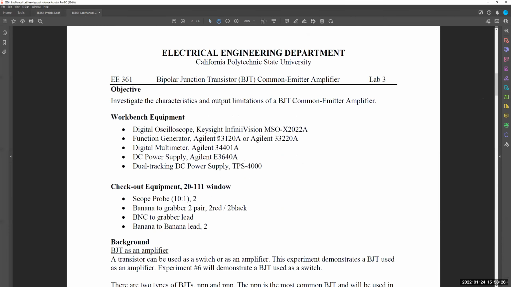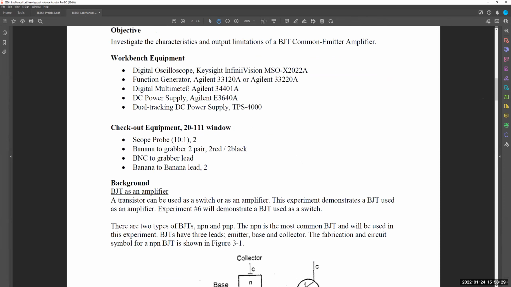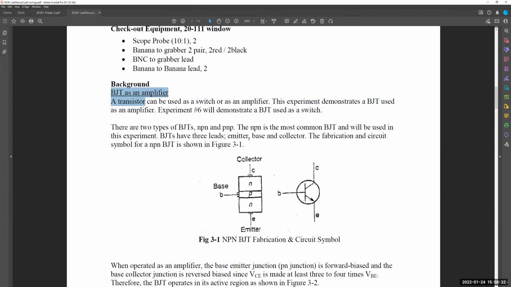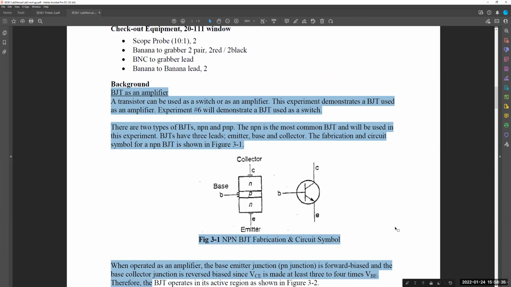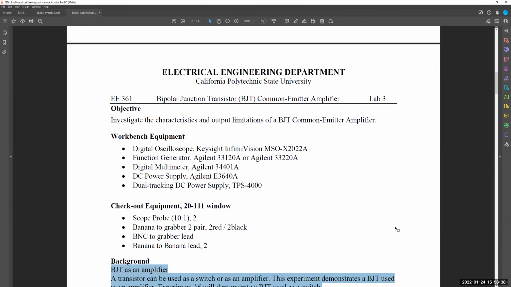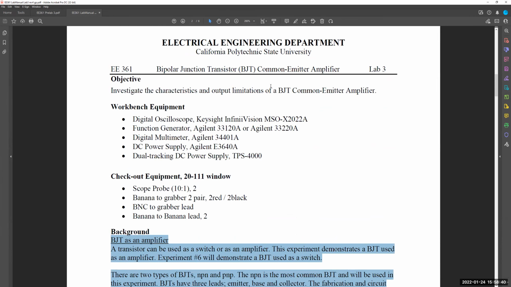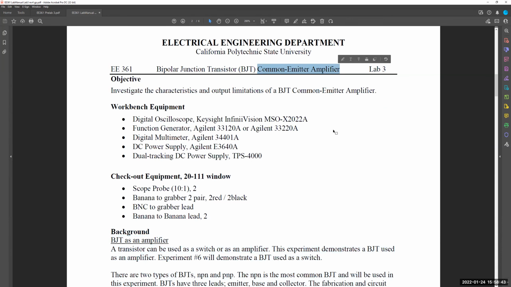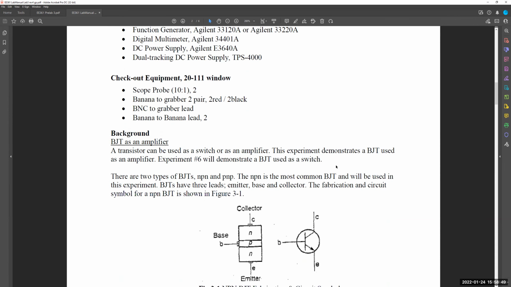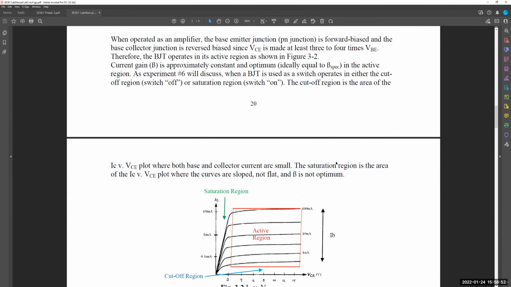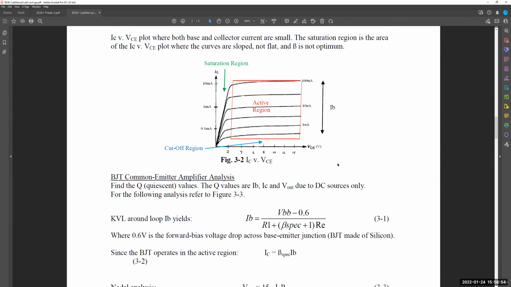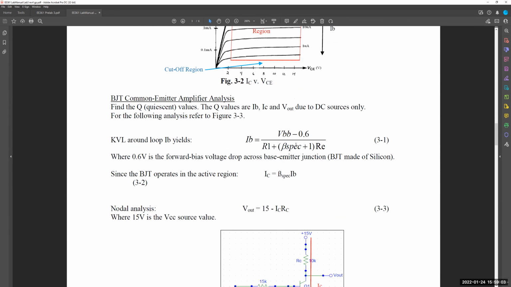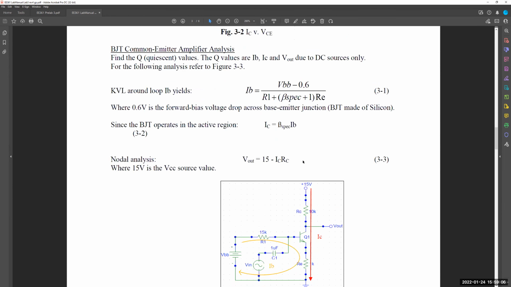Right here in the lab manual, there's a background section. In this background section, you can find the theory of the operation of the BJT. This lab is about using a BJT, or a bipolar junction transistor, as an amplifier. More specifically, the configuration is a common emitter or CE amplifier. So to use the BJT as an amplifier, we will operate the BJT in the active region, meaning we need to set the Q point, or the operating point, somewhere in the middle of this active region. To do that, we have a few equations that we need to look at.